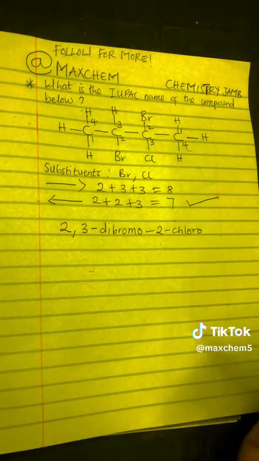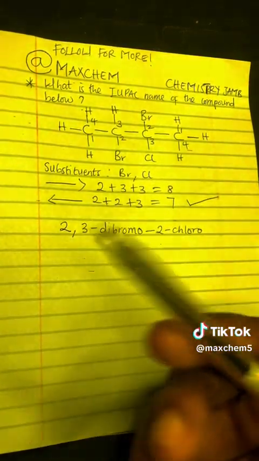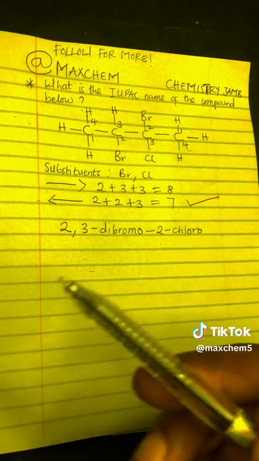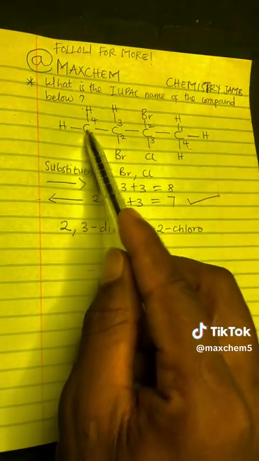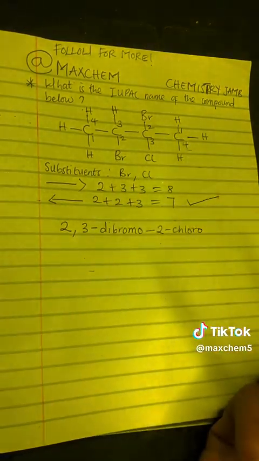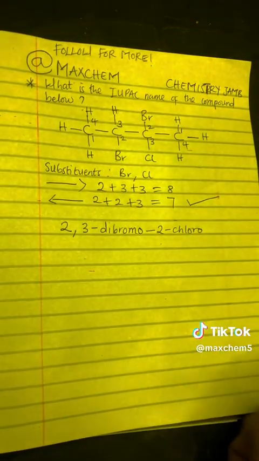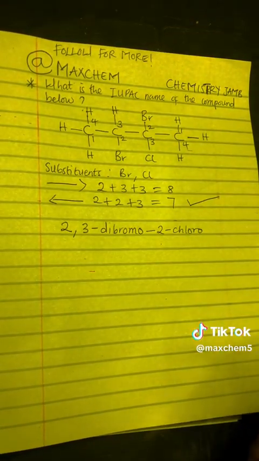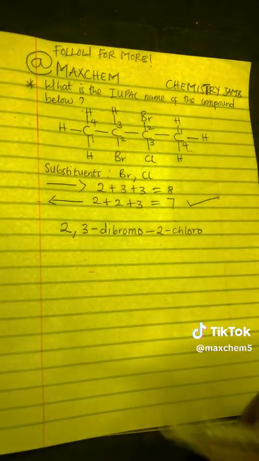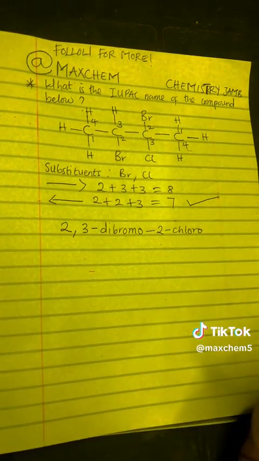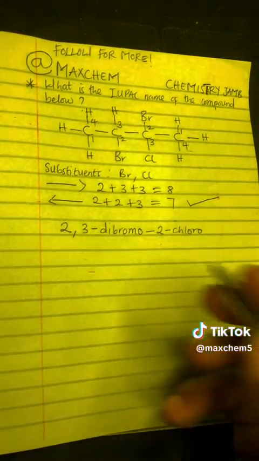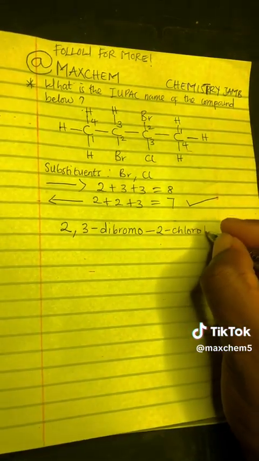So now the next thing is to count the number of carbon atoms to know which particular alkane this compound is. You can see 1, 2, 3, 4. We have 4 carbon atoms. So that shows that what? That shows that it is butane. So if it is 1, it is methane. If it is 2, it is ethane. If it is 3, it is propane. But if it is 4, it is butane. So we are going to write butane.